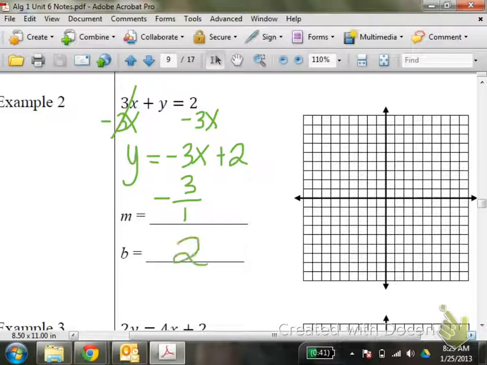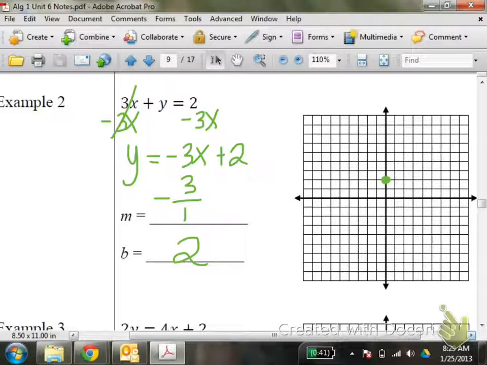2. So how would I graph this, guys? You should be experts at this by now. What do I do first to graph? Go where? Up to 2. Put a point. And then what do I do? Okay, so down 3, 1, 2, 3, and?